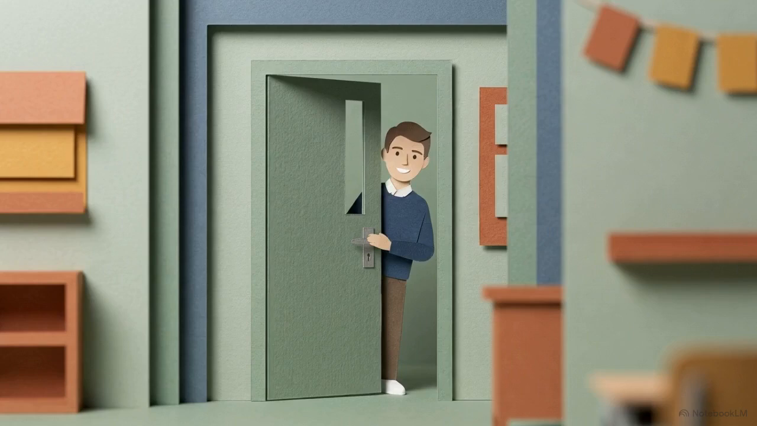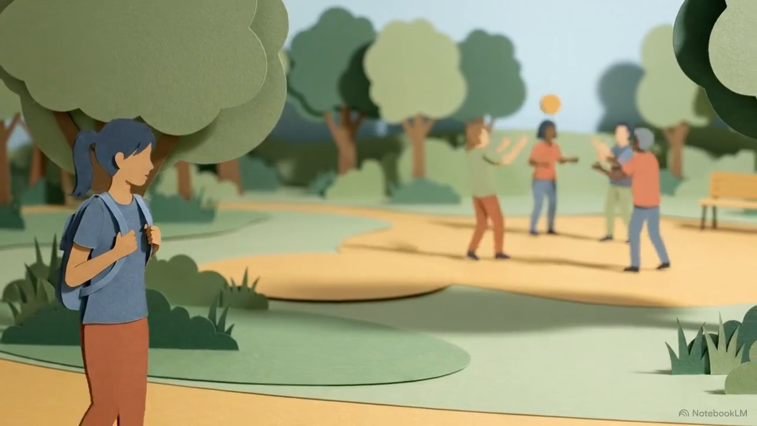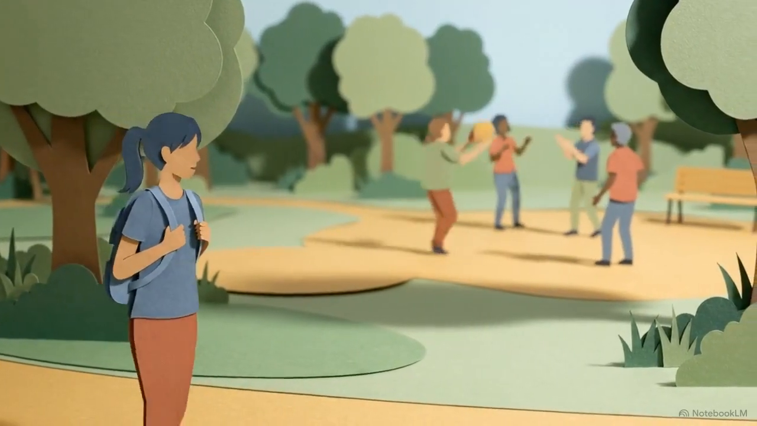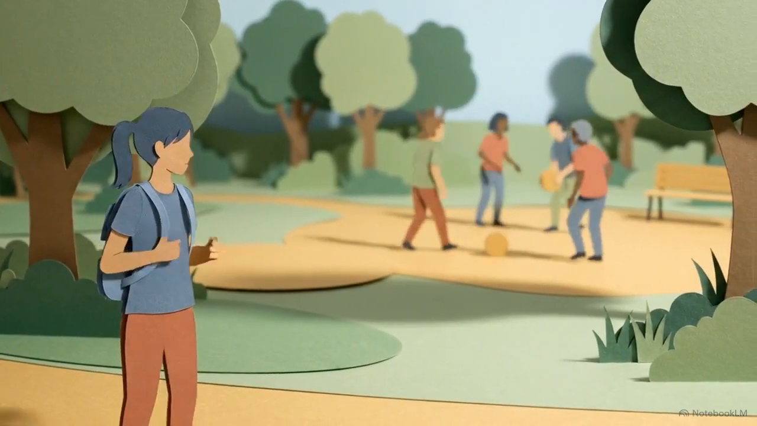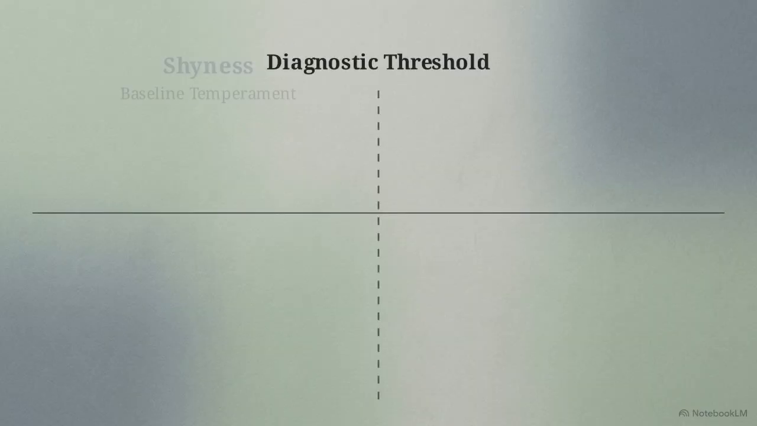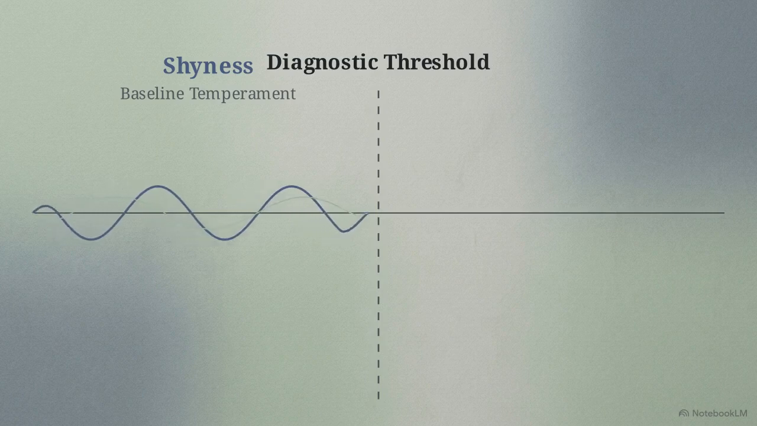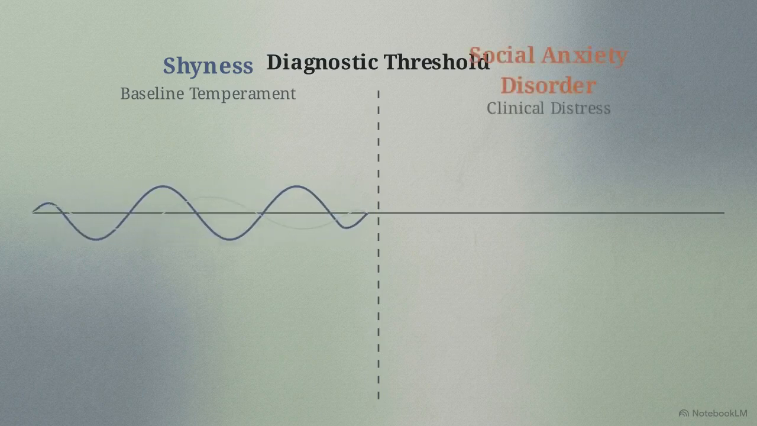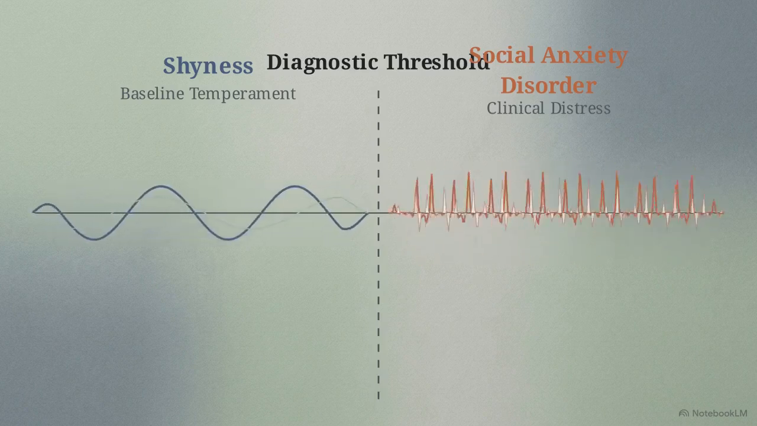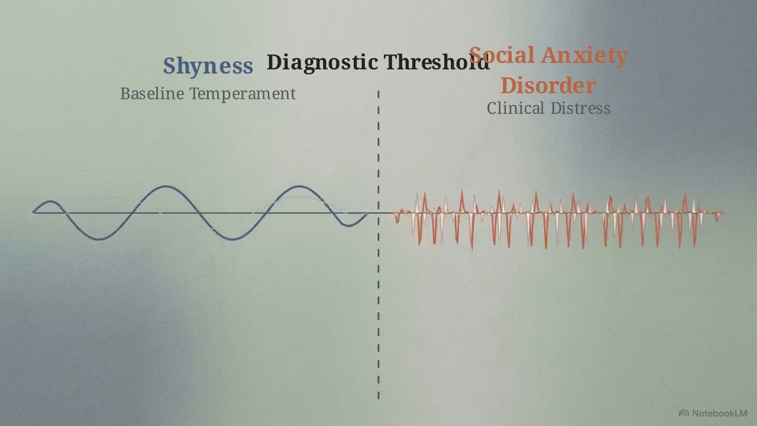Shyness, at its baseline, is a completely harmless temperament. A shy child might take longer to warm up to new people, but that trait does not inherently cause them functional harm. This diagram illustrates that exact divide. On the left, a soft, stable wave represents a natural, baseline temperament. On the right, a harsh, erratic spike marks the transition into social anxiety disorder.